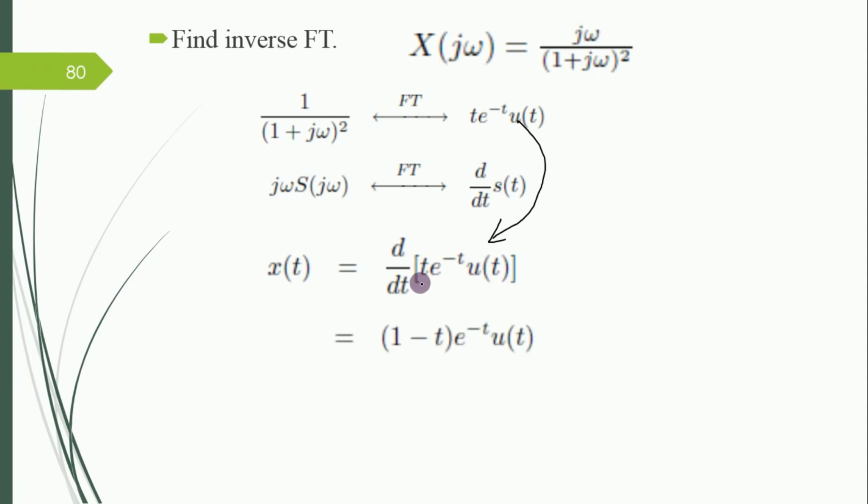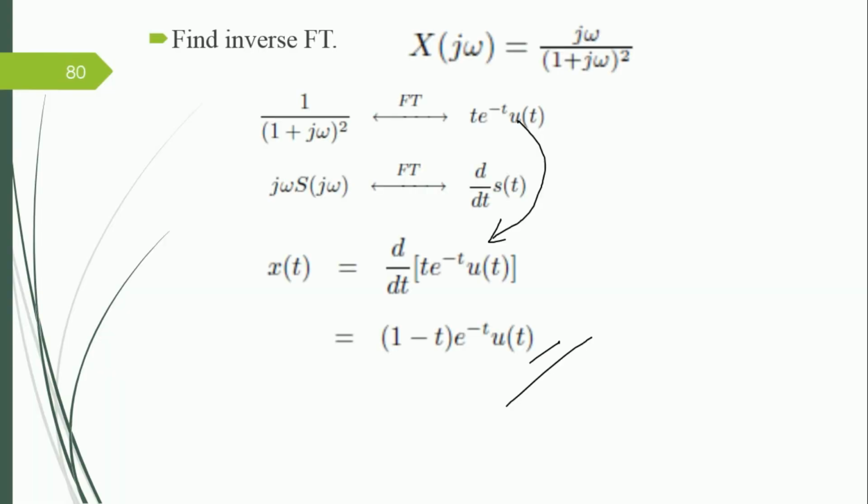So you can differentiate it. First t is kept constant, e raised to minus t u of t is kept constant. Differentiation of e raised to minus t is minus e raised to minus t, and then e raised to minus t u of t is kept constant. Differentiation of t is 1. So e raised to minus t u of t common is taken, so 1 minus t will be left outside. So this is the answer for inverse FT. Simple, quite simple problem. So this completes your problem section of Fourier transforms as well as inverse Fourier transform.